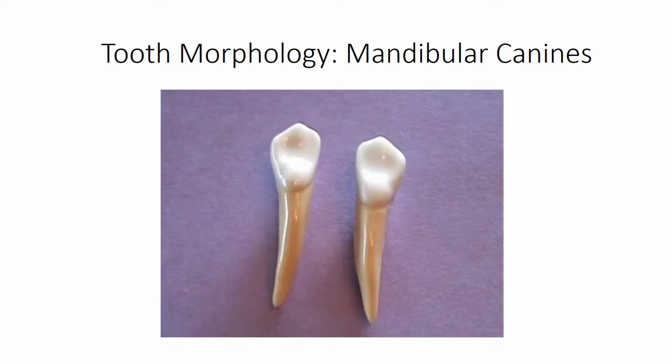The lingual anatomy is fairly smooth. There are mesial and distal marginal ridges, and there is a lingual fossa, and a very slight lingual ridge.